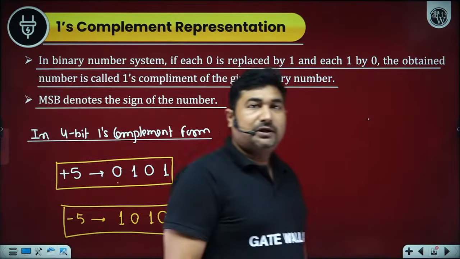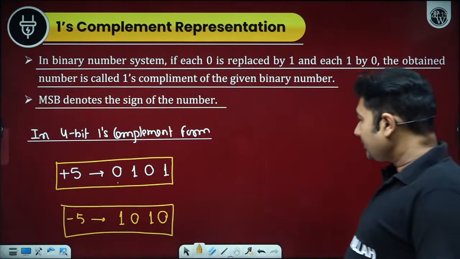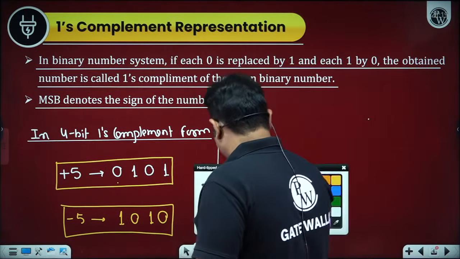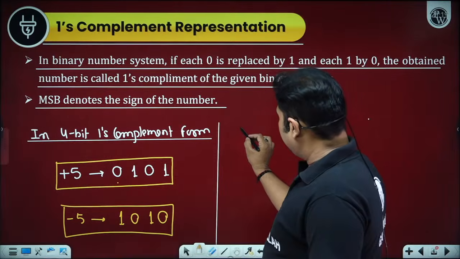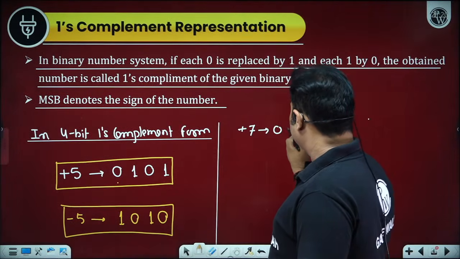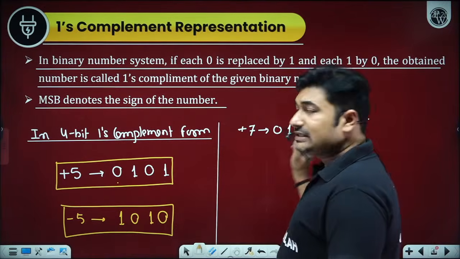How many of you are able to understand, beta ji? In the same way, if you want to write say plus of 7, what is plus of 7? 0, 1, 1, 1 in 1's complement.